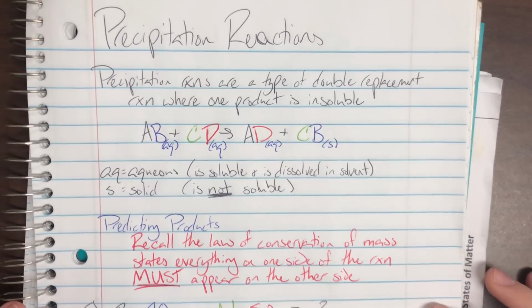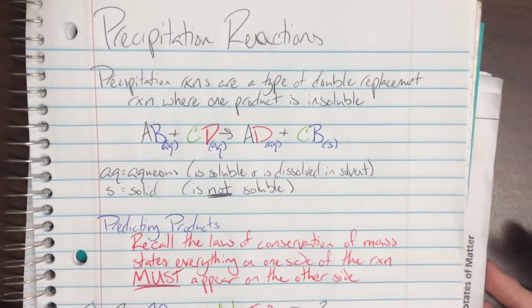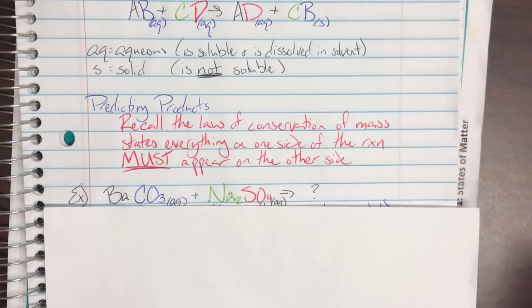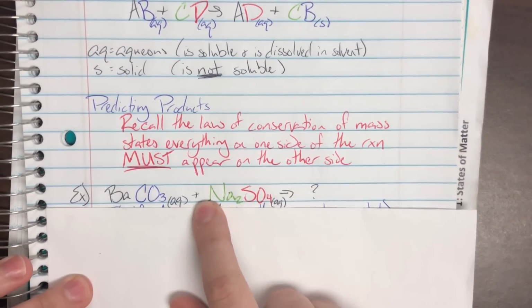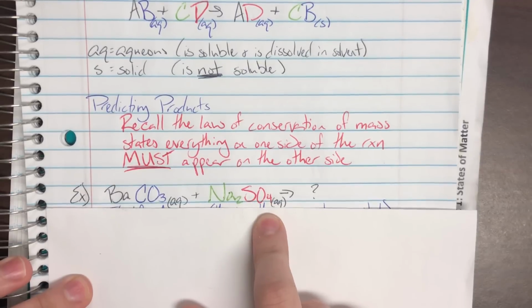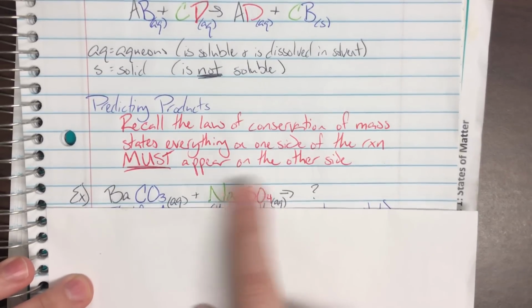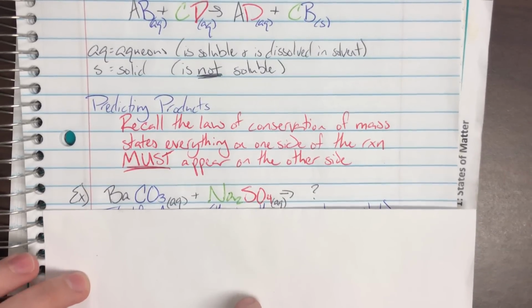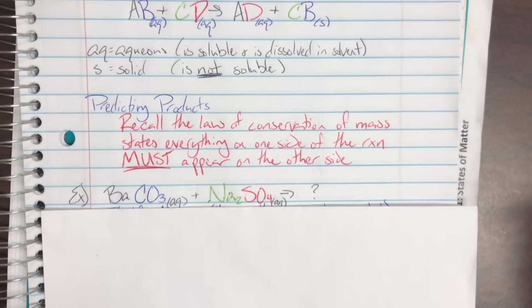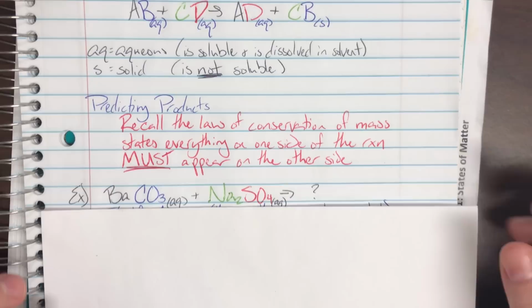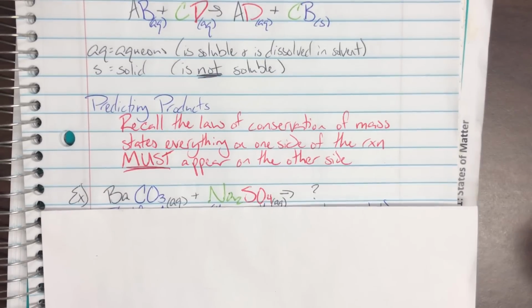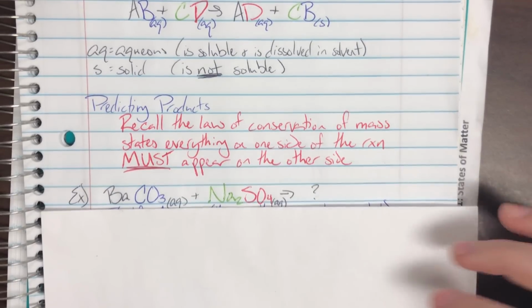Okay, so if I have this example reaction, I have barium carbonate, which is aqueous, and it is reacting with sodium sulfate, which is also aqueous. Remember that the reactants both have to be aqueous in order for it to be a valid precipitation reaction. So I am asking, how in the world do I know what the products are? We know that it's going to be a precipitation reaction, and we know it's going to be a double replacement reaction because double replacement reaction is an overarching name for a precipitation reaction.